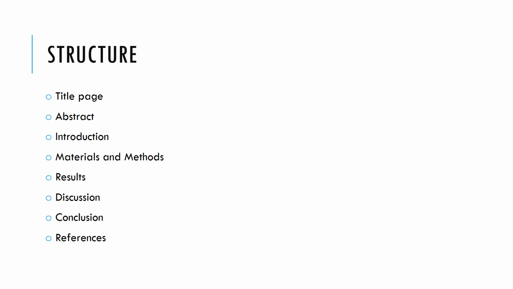The general structure for a laboratory report is shown here. So there should be a title page, and that makes the document an official one. There should be an abstract, and we'll talk about all of these sections in a moment. There should be an introduction, a materials and methods section, a results section, a discussion section, a conclusion, and some references.